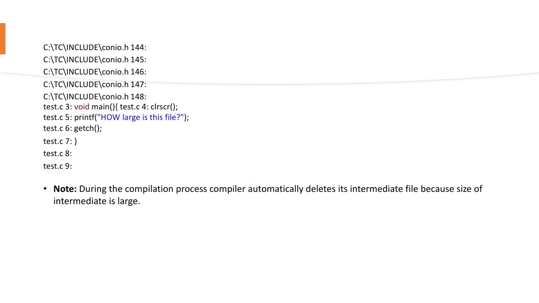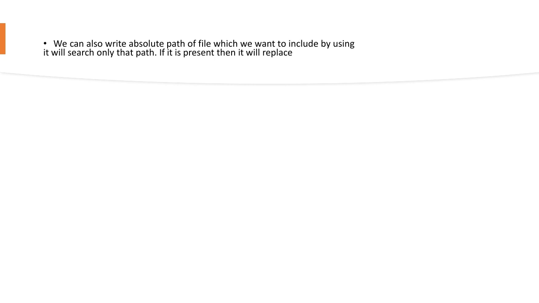Now, the compilation process automatically deletes the intermediate file because the size of the intermediate file is large, isn't it? We can also write the absolute path of the file which we want to include by using the #include directive. In such a case, it will search only that path. If it is present, then it will replace the include statement by the content of the file.